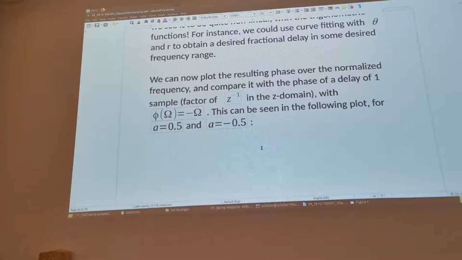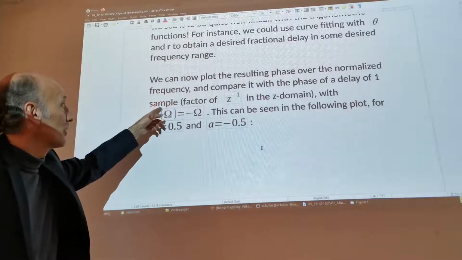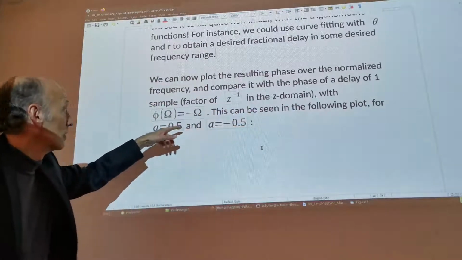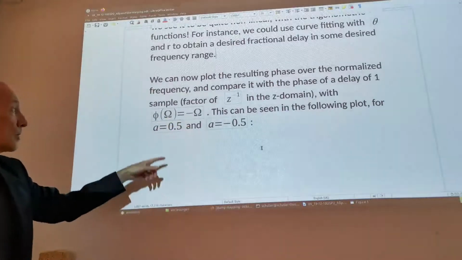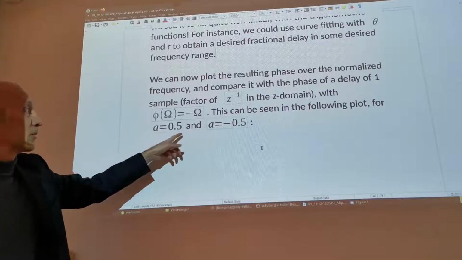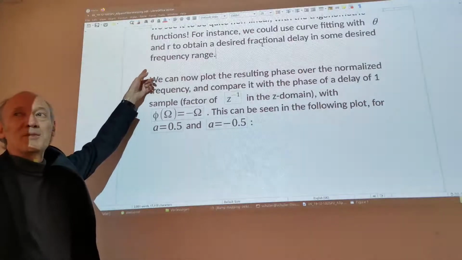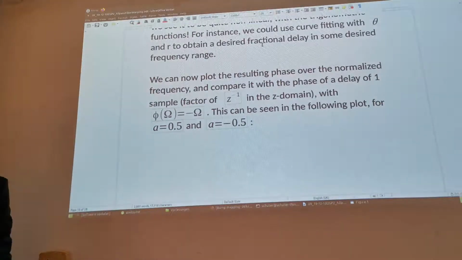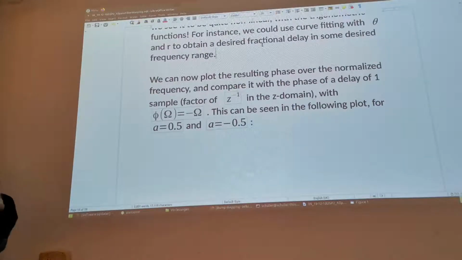Yeah, we can also plot the resulting phase over the normalized frequency and compare it with the phase of a delay of one sample, a factor of z to the minus 1 in the z domain, which would be phi of omega equals minus omega. And here I plotted a equals 0.5 and a equals minus 0.5. Yeah, and here this also tells you the connection to our previous example with the fractional delay filter. Right, the previous IIR fractional delay filter was basically using this factor, except that the frequency range where it's usable is quite large.